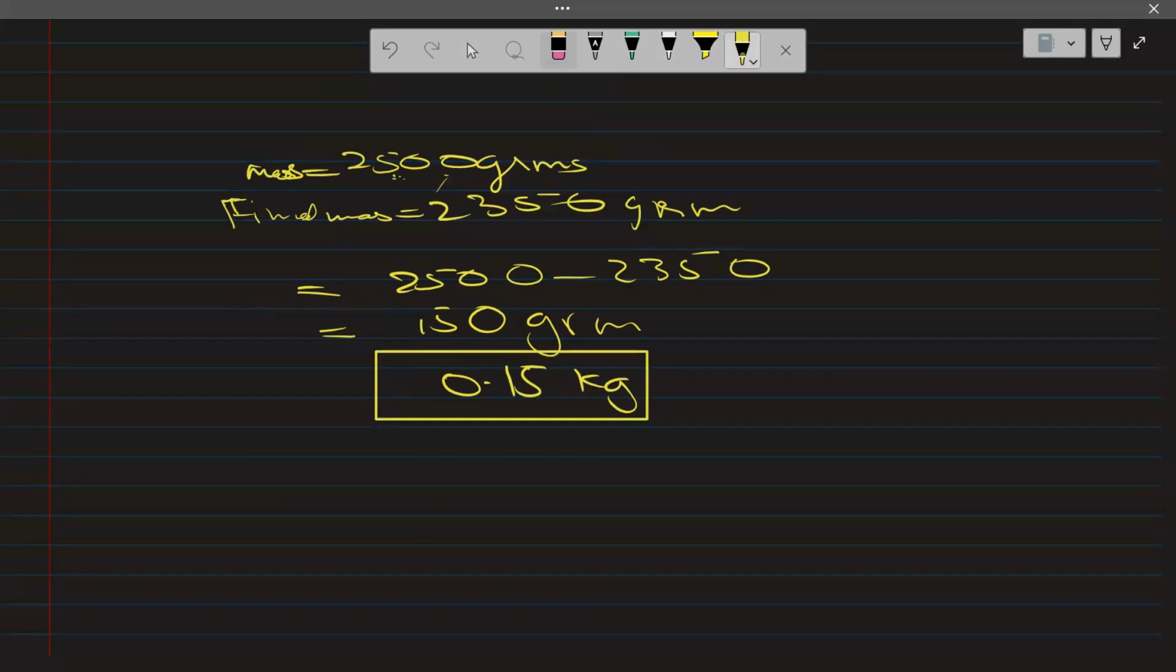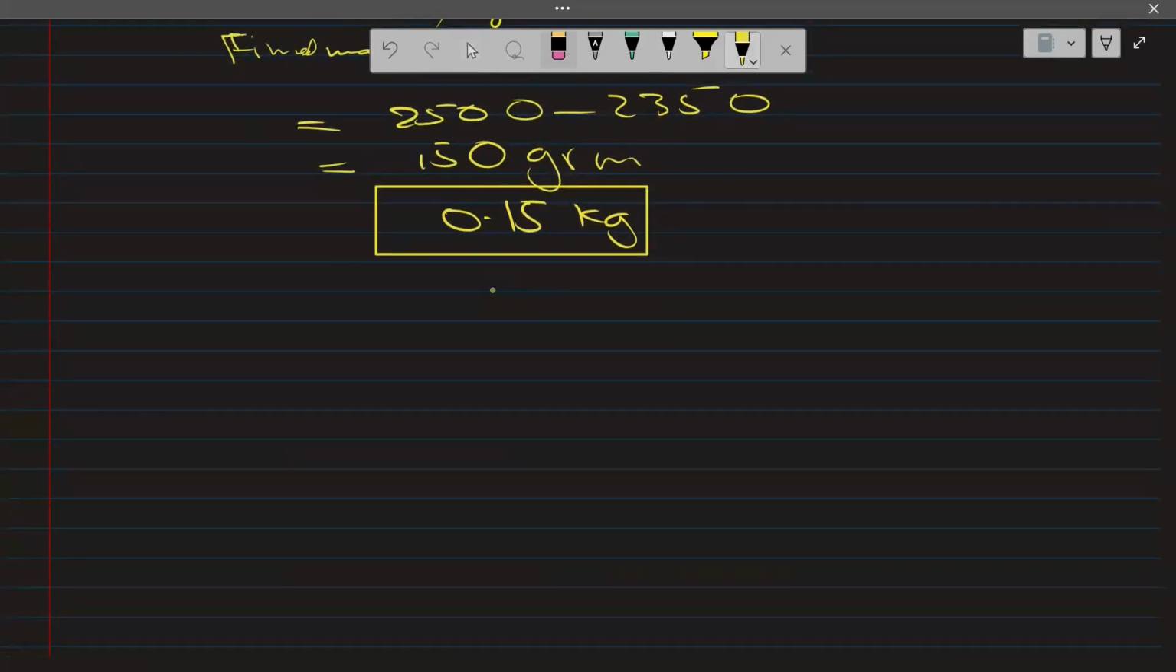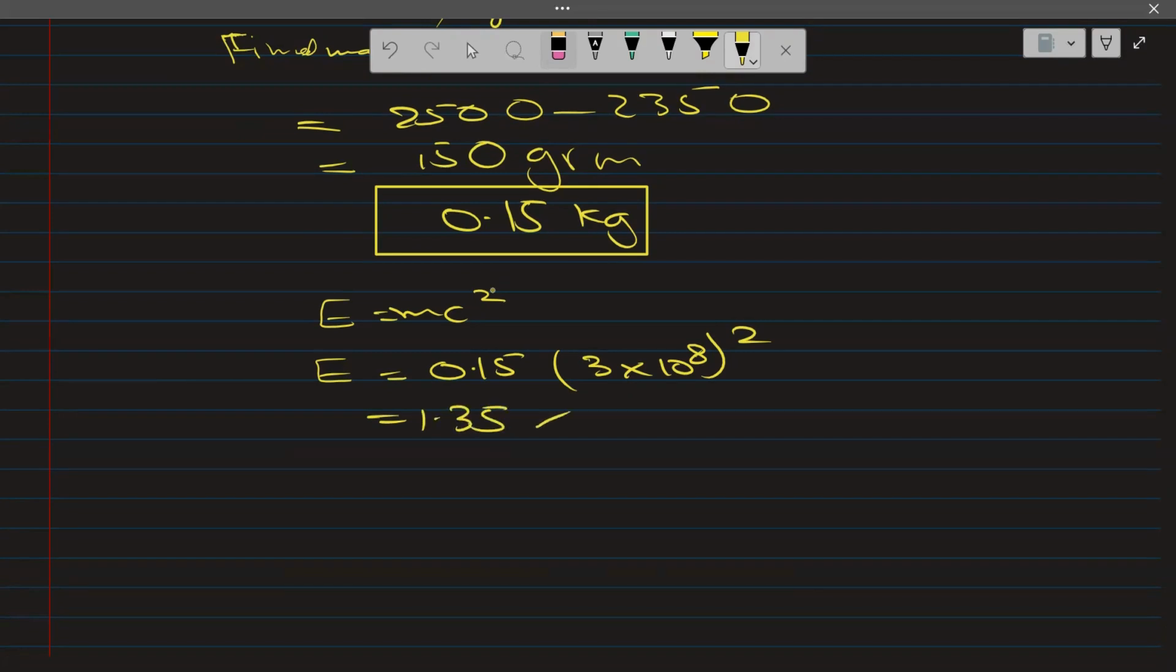So we have found the mass, and we have to find energy in this question. So E is equal to mc square. E is unknown, m is 0.15, and c is 3 times 10 to the power of 8, the whole square. And by this, what do we get? Energy, right? So what's the energy? The energy is 1.35 times 10 to the power of 16 joules.